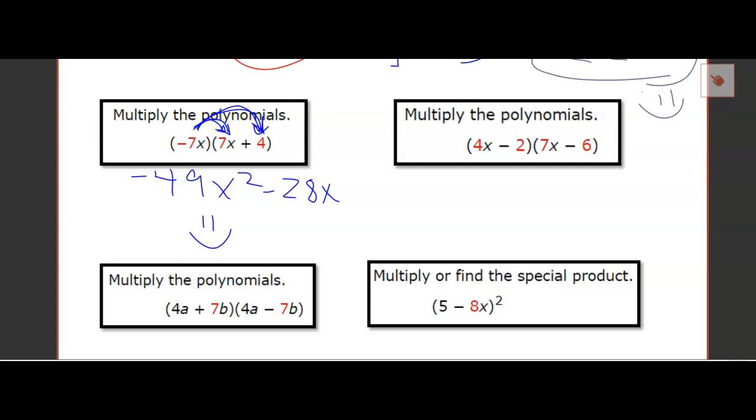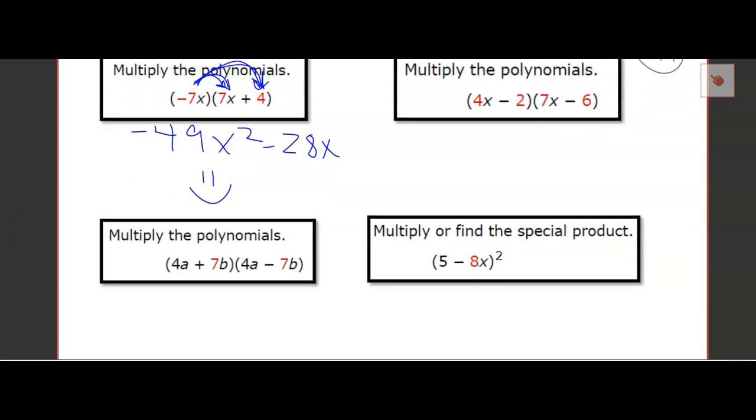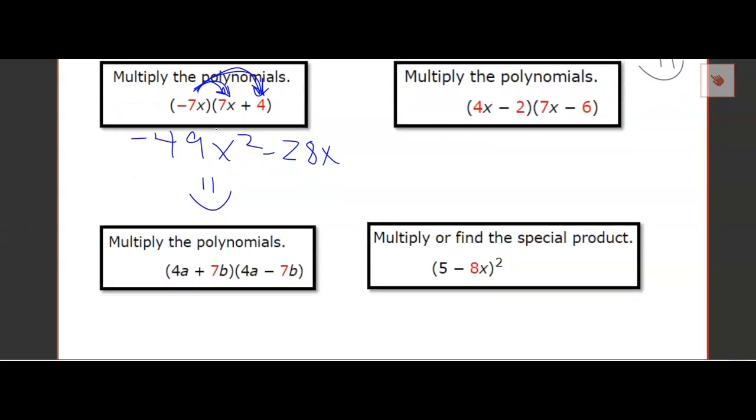Now for these next ones, I'm multiplying 2 binomials. So I'm going to need to use the FOIL method on those. And recall this last one, the 5 minus 8x all squared. We need to write it twice and then use the FOIL method. So why don't you work on that FOIL method and come back and check your answers.